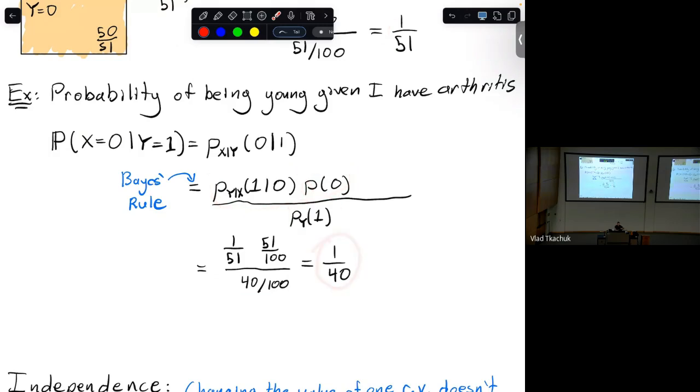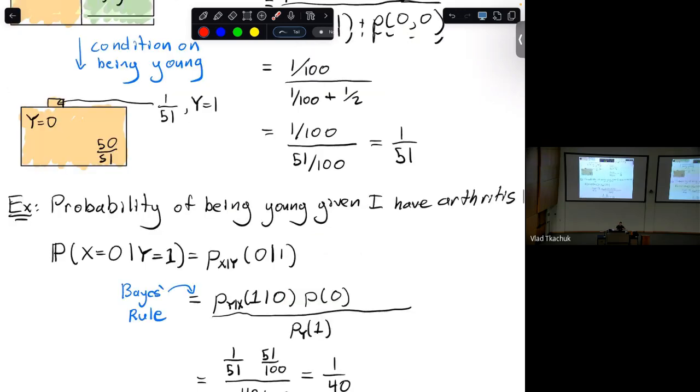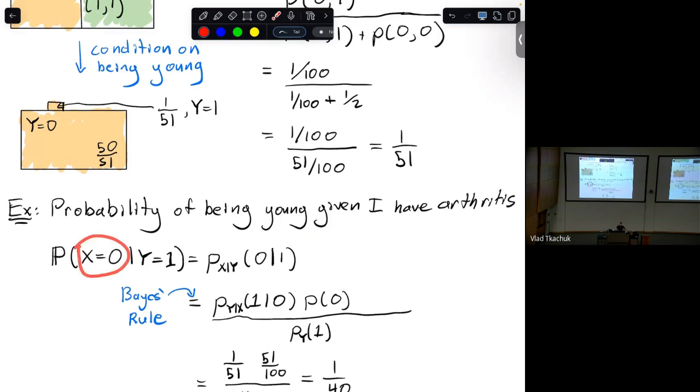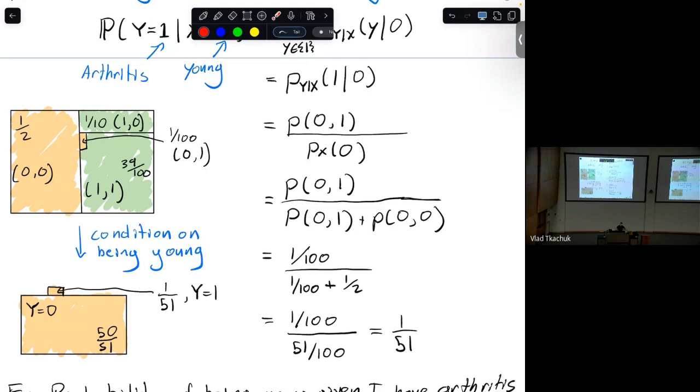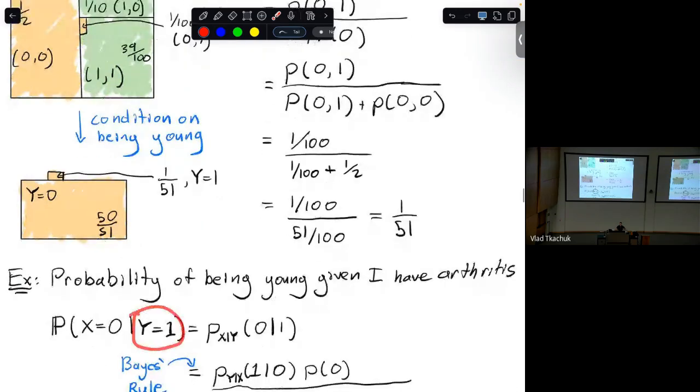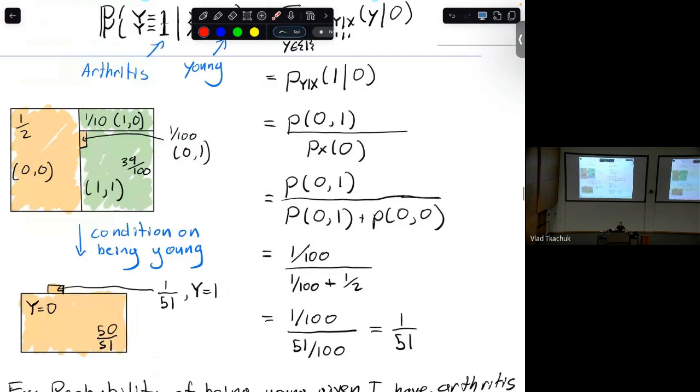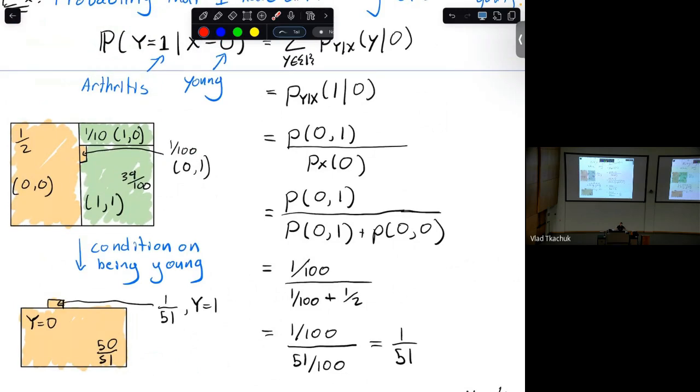Okay, so you got this thing, and let's intuitively understand this through the picture. Does this match our intuition? This is the probability of being young given I have arthritis. So I go up here, and I'm conditioning on the fact I have arthritis, so that's the second outcome being 1. What is that going to be? Here's the case where I have arthritis, and here's the other case where I have arthritis. So that's this region here, this whole square. You can see the total probability is 39 over 100 plus 1 over 100, so that's 40 over 100.